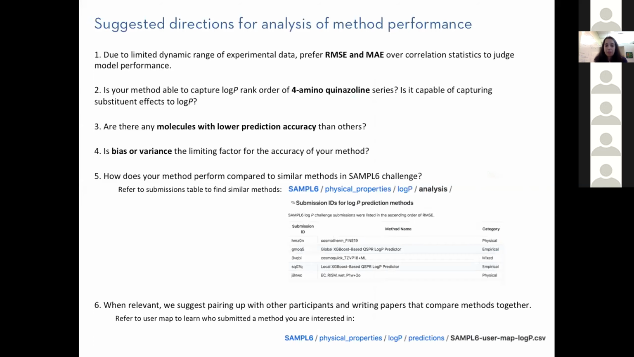How does your method perform compared to similar methods in the SAMPL6 challenge? To find similar methods, you could refer to the table of methods. It's under the analysis section, where you can see the categories of methods as well as how they were named by their participants. Also, when relevant, we suggest pairing up to do comparative analysis and writing papers together. And if you would like to find who is the participant who submitted a certain method, you can look at the user map in the SAMPL6 report to reach one another.